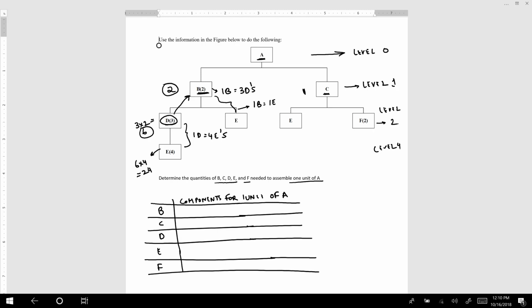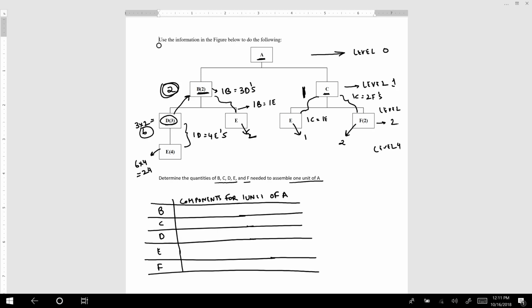So similarly, if you see this relationship here between B and E, 1B, I would require 1E. Since I need 2Bs, I would require 2Es. Same here, 1C, I would require 1E, this relationship. So I need 1C, so I would need 1E here. How about here, this relationship, 1C is equal to 2Fs I require. So since I need 1, this will be 2.